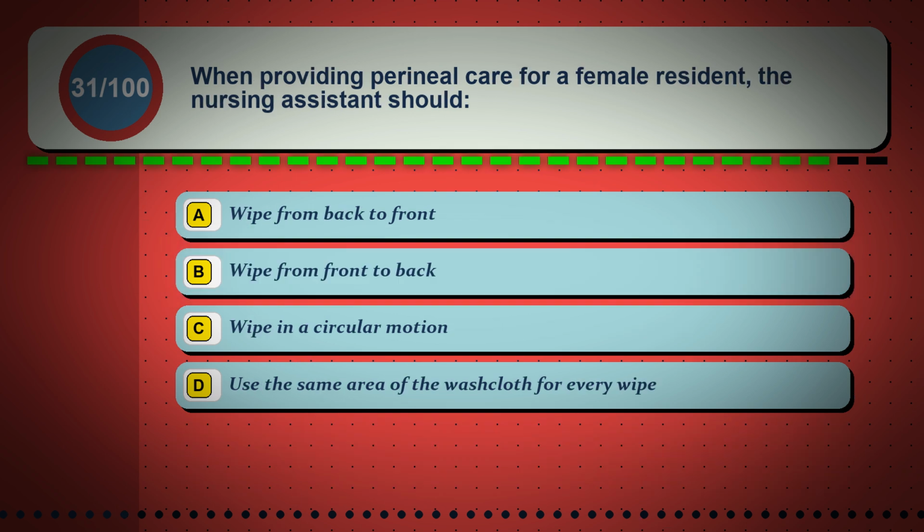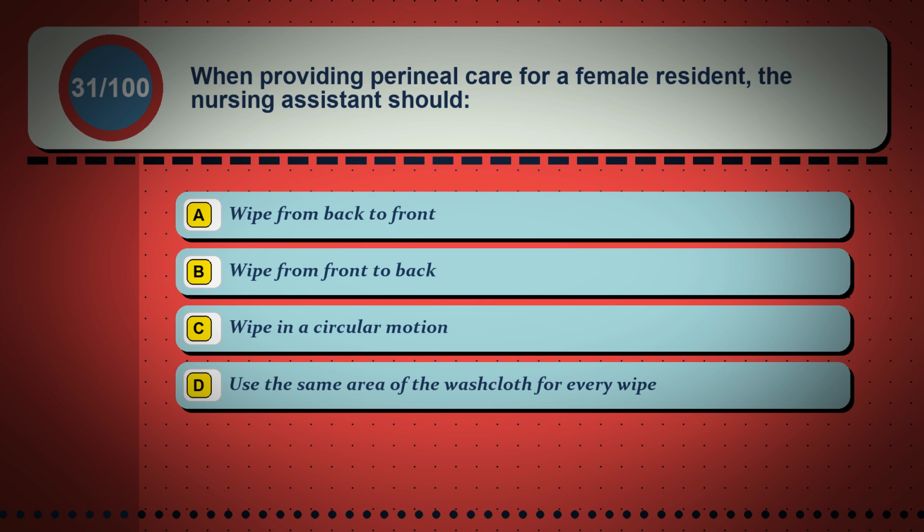Question 31. When providing perineal care for a female resident, the nursing assistant should: Option A. Wipe from back to front. Option B. Wipe from front to back. Option C. Wipe in a circular motion. Option D. Use the same area of the washcloth for every wipe.